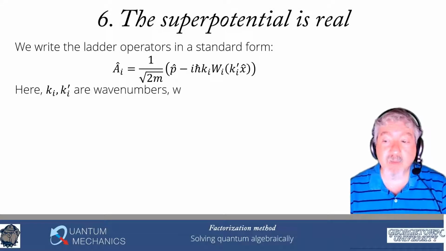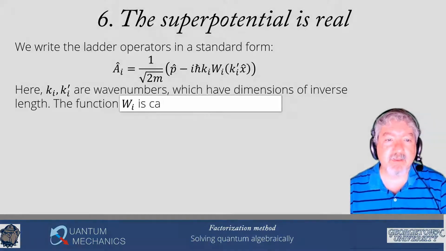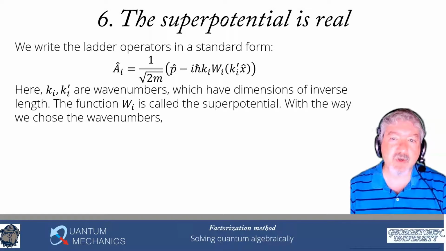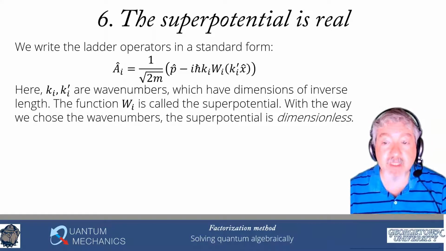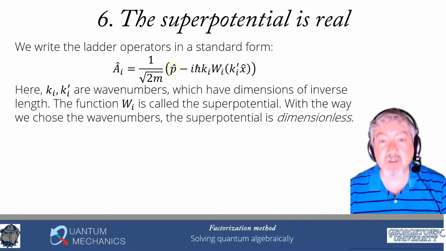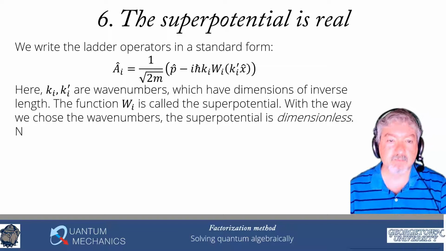k_i and k_i prime are wave numbers, which means that they have dimensions of 1 over length. And the function W_i is called the superpotential. And when we use those wave numbers having dimensions of inverse length, that means that the superpotential's argument and the superpotential are both dimensionless. How do I see that? Well, look, that operator inside the parenthesis has the dimensions of momentum. But h bar k, if k is 1 over a length, also has dimensions of momentum, because h bar has dimensions of momentum times length. And that means W_i must be dimensionless, because I have to add things together that have the same dimension.